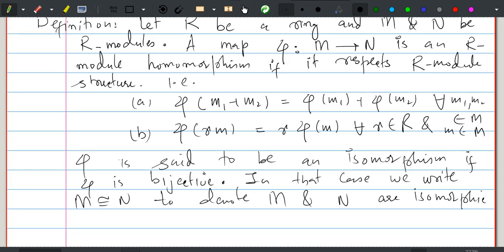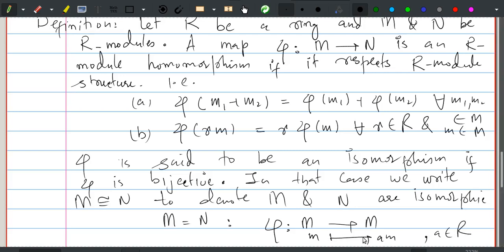One can give examples of module homomorphism. If M is equal to N, then the map phi from M to M, which takes an element m to am, where a is in R, is obviously a module homomorphism. This is an easy exercise to prove.